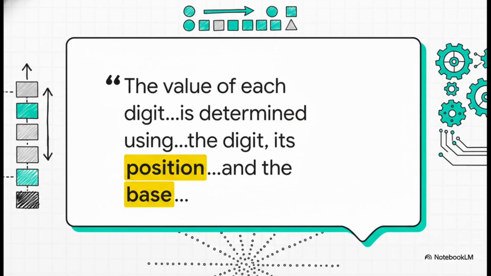Okay, and this is absolutely the most important part. A digit's value isn't just the digit itself. It's all about its position. Think about it. A 2 in the first spot just means 2, but a 2 in the next spot over means 20. Getting this idea that position changes everything is the secret to translating between any number system.